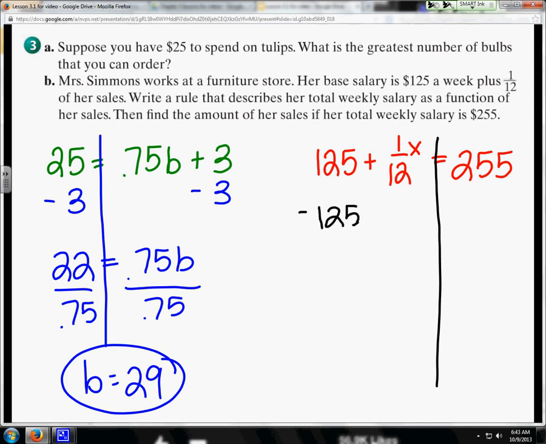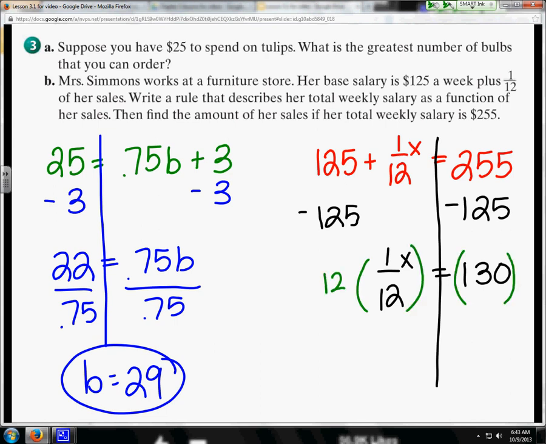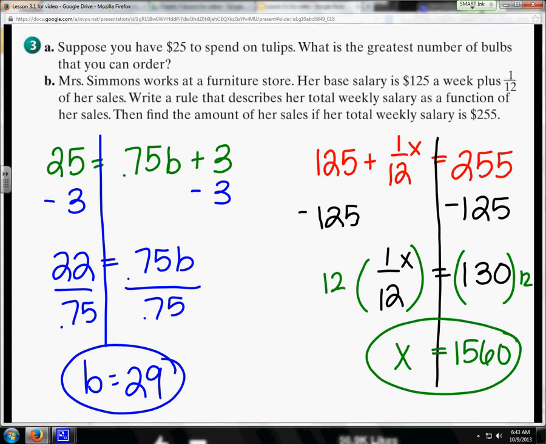So minus 125 from both sides. So then you get 1/12x equals 255 minus 125, which is 130. Now what you have to do is, this is 1 over 1 divided by 12, so I'm going to multiply both sides by 12. So 130 times 12. So her sales would have to be $1,560 in order for her to make $255, which isn't very much. That's like a couch and a chair.